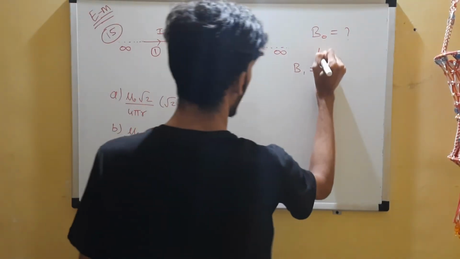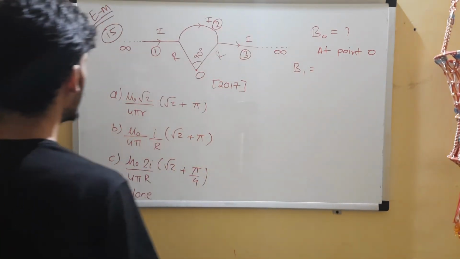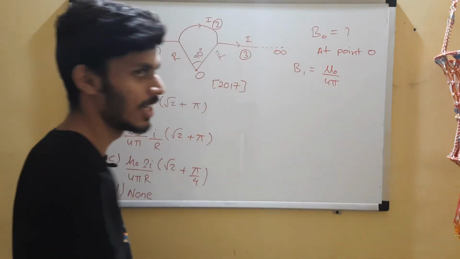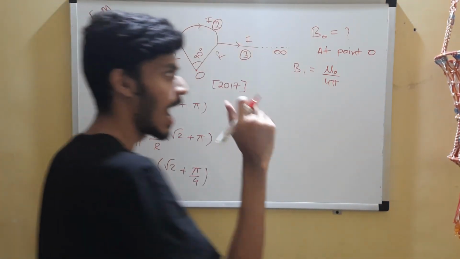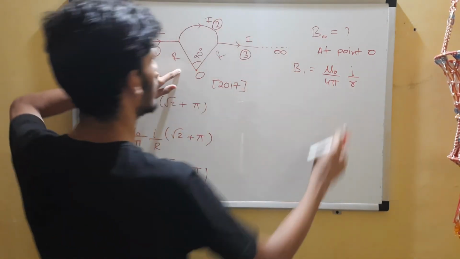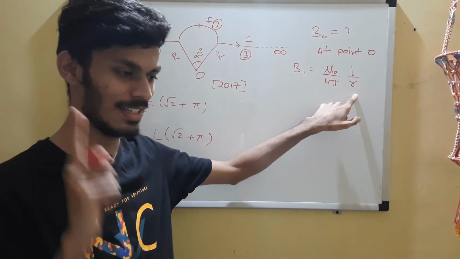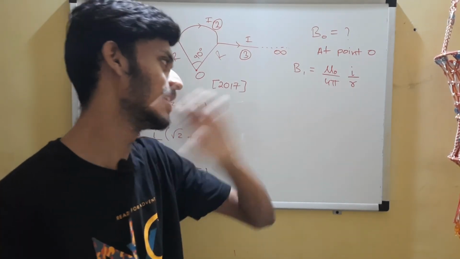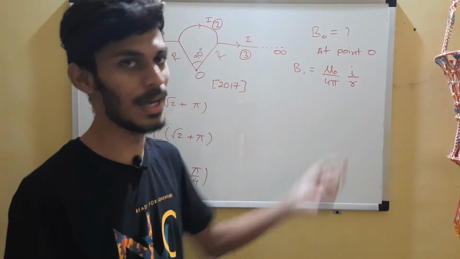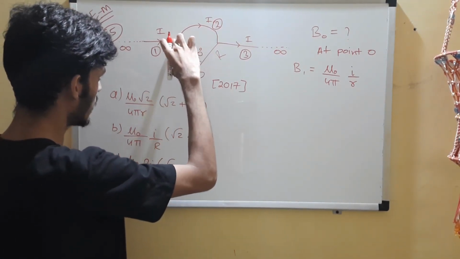This is at point O. So B1 will be mu 0 upon 4 pi. Now this is a semi-infinite wire, so it is mu 0 upon 4 pi I by R. Now this R is not this R. R here is the perpendicular distance. Remember that. I have been mentioning it throughout the class. So this R is the perpendicular distance of this line from point O.